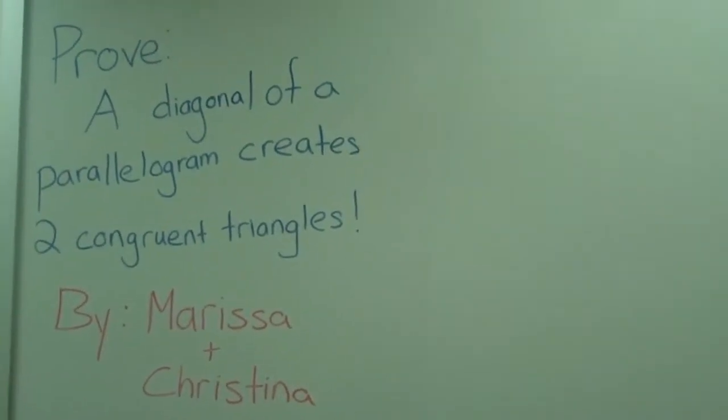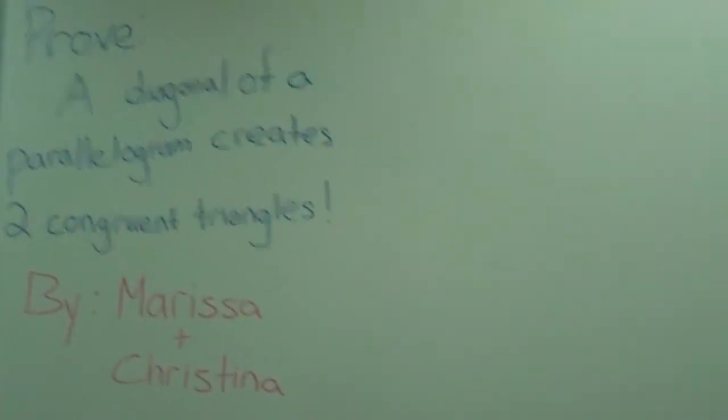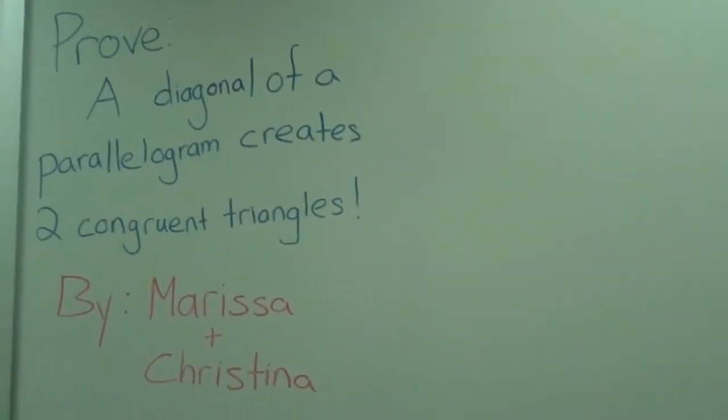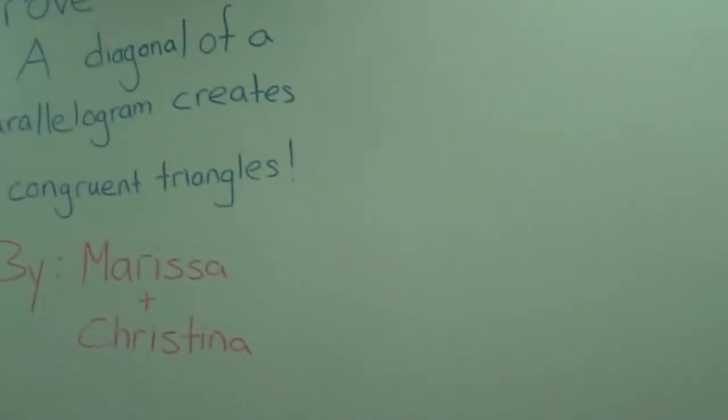Today we are going to prove that a diagonal of a parallelogram creates two congruent triangles. First, we need to define a parallelogram, which is a quadrilateral with two opposite sides parallel to each other. Now we're going to start by measuring the sides of our parallelogram.